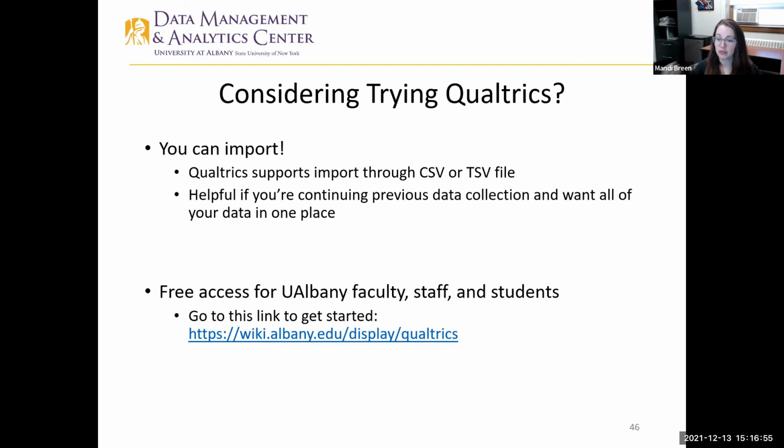This is the wiki page for UAlbany that tells you how to get started. It's pretty simple. There's also a dedicated Qualtrics account that you can email at Albany. It's qualtrics@albany.edu. This person is well-trained in Qualtrics and is pretty quick to get back to you. She's not there to answer questions like, when I click the button, the right thing doesn't happen. But if you have any problems with your account itself, she will help with that very quickly.